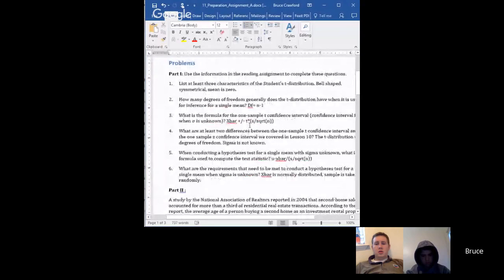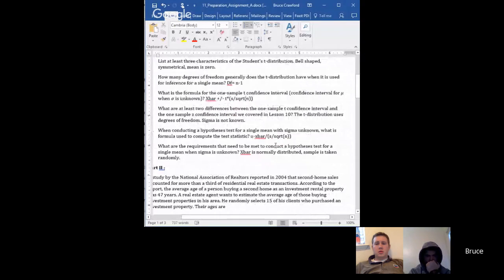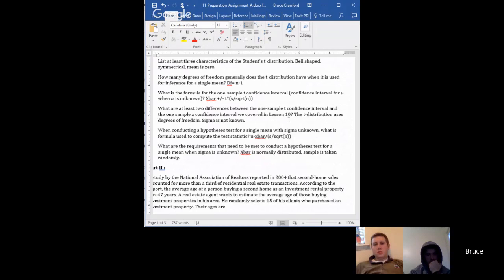Number 4, what are at least 2 differences between the one sample t confidence interval and the one sample z confidence interval we covered in lesson 10? This one confused me at first. Yeah, same here. But after consulting the textbook and the answer key, the t distribution uses degrees of freedom and sigma is not known. It made sense after I realized what they were asking. Definitely. It's like, what do they want me to say here?